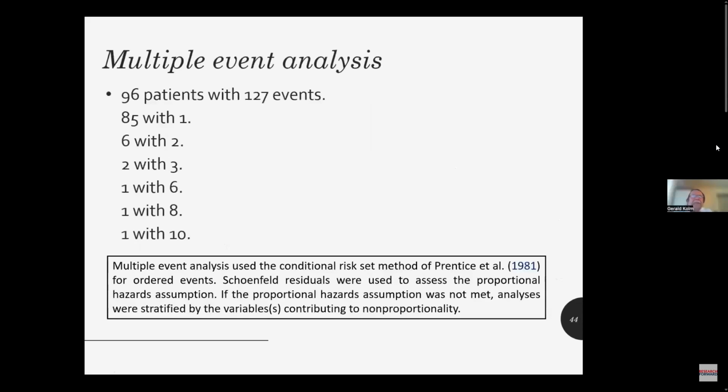So when we put this all together, and then of course we did a multiple event analysis, as well as an analysis just of the first event. So we had 96 patients, as I mentioned, with 127 events. 85 had one event, 6 had two, 2 had 3, and then there was 1 each with 6, 8, and 10 events.